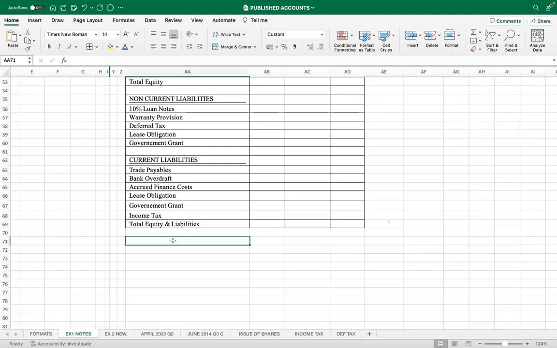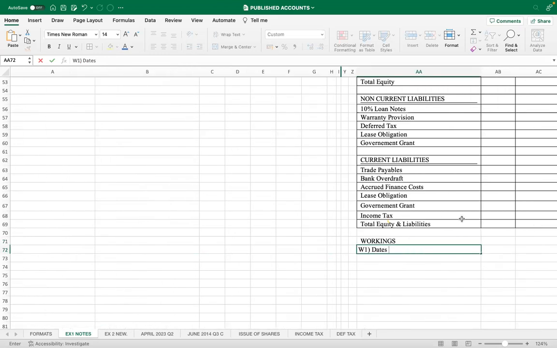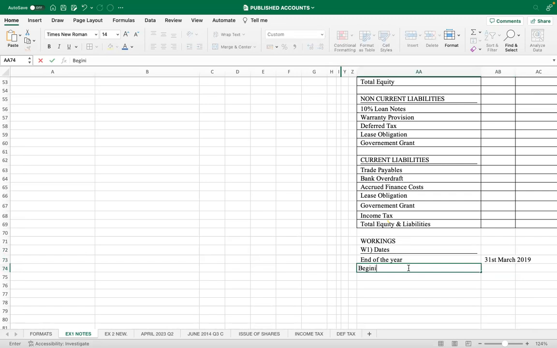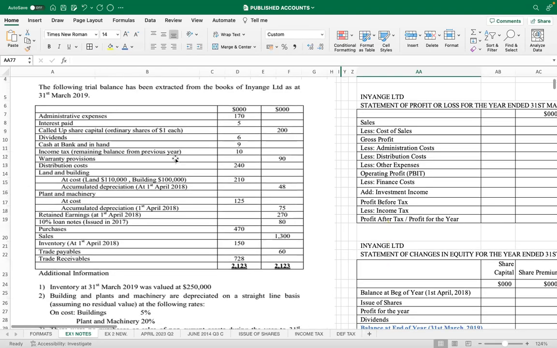And then after that is when you come to your workings. Now, working one, we can talk of working one to show the dates, to enable us do work effectively. So the end of the year is 31st March 2019. It's important to know the dates because it will affect our future workings. Next, we have the beginning of the year, which is 1st April 2018. And then now we go to additional informations and we solve them one by one.